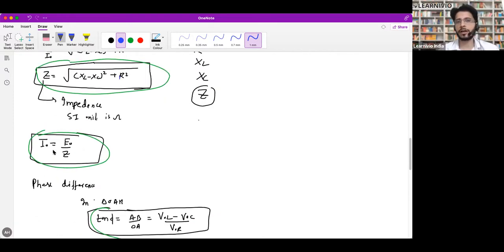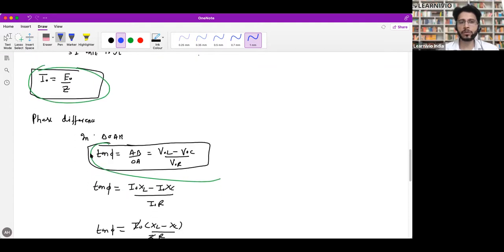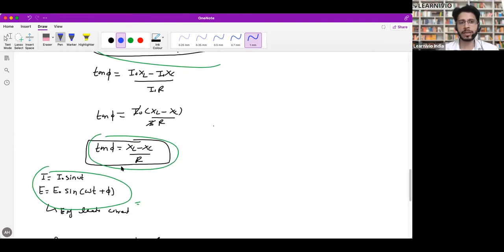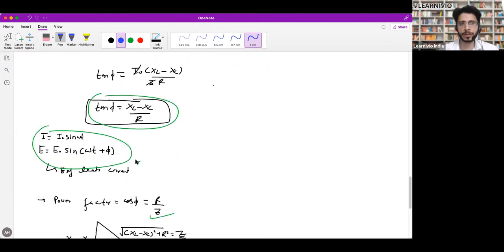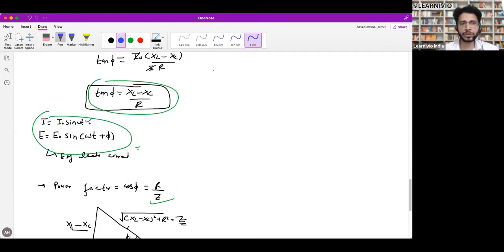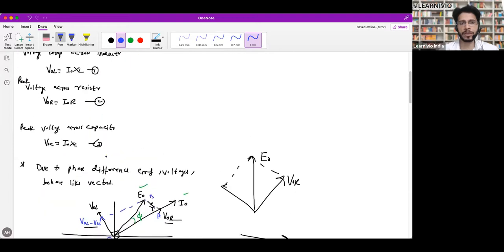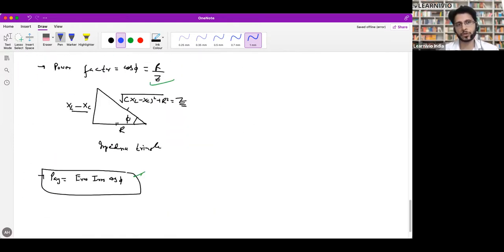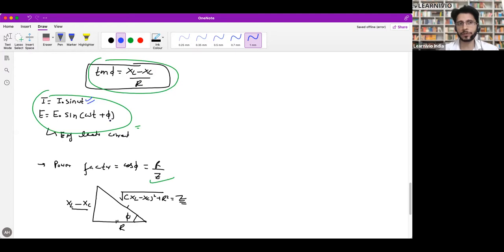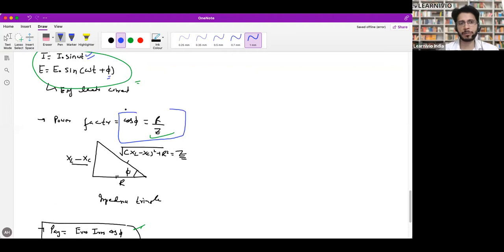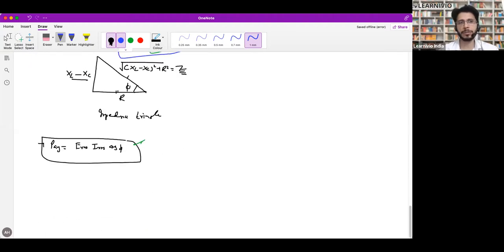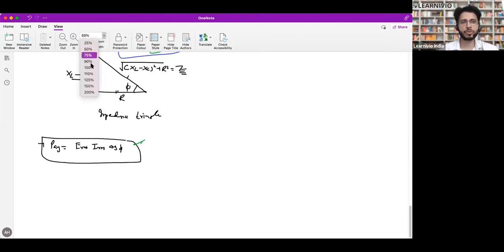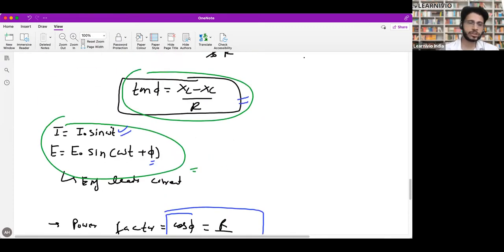Then you can calculate the peak value of current, which is E naught by Z. Z is the impedance, and E naught is the peak value of EMF. Then you can calculate the phase difference between current and voltage, and that is tan phi equals XL minus XC by R. If this is the equation of current, then the equation of EMF is with omega t plus phi. So EMF is leading current by a phase difference of phi. Phi you can calculate from this equation. Then we have power factor, which is R by Z. Then we have average power, ERMS times IRMS times cos phi. So this is what we did in the last lecture.